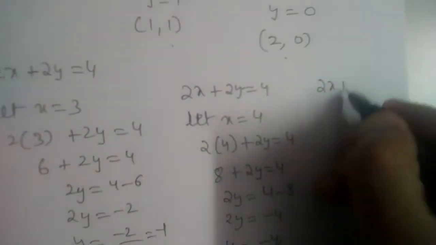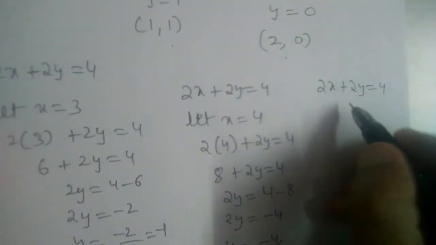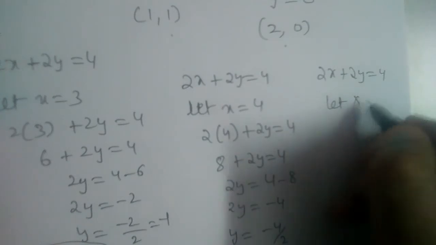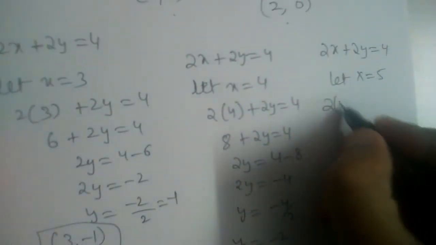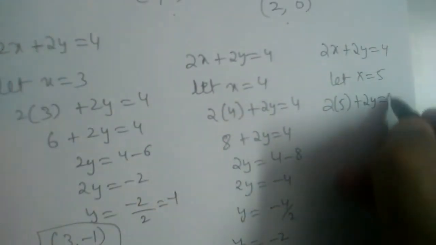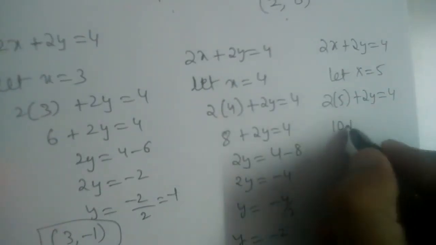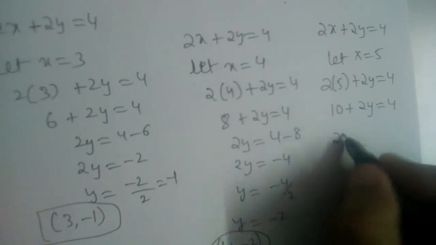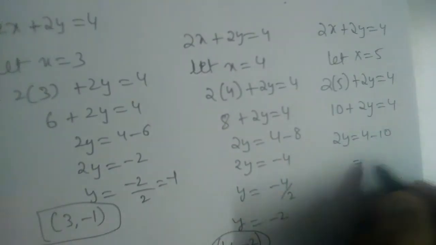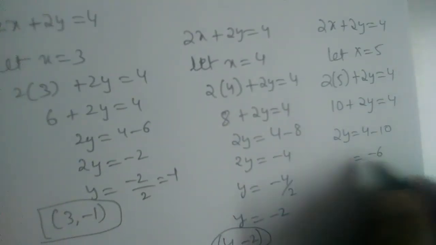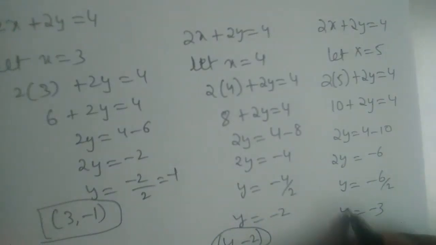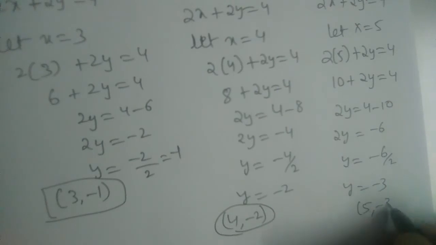Let us get the third point also. 2x + 2y = 4. Let us take x = 5 now. 2 into 5 + 2y = 4. 2 fives are 10, plus 2y = 4. 10 goes on the other side becomes minus 10. So this is minus 6. y is equal to minus 6 by 2, minus 3. So this is (5, -3).